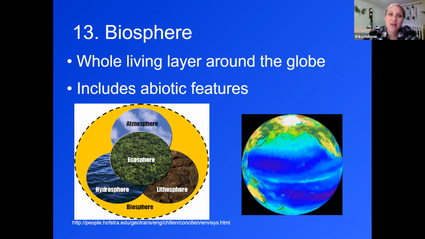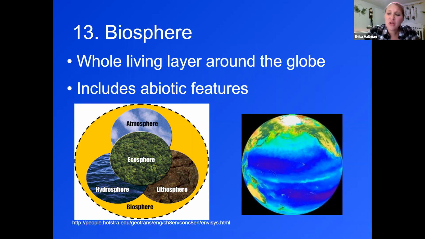And we say that the biosphere includes things like the atmosphere, which is living things and how they interact with the air and the clouds, the ecosphere, which is more ecosystems, the hydrosphere, which is our water cycle, the lithosphere, which is more of the dirt and rock and minerals that are found in our soil. So collectively, we call those the biosphere. So those are our 13 levels of organization.